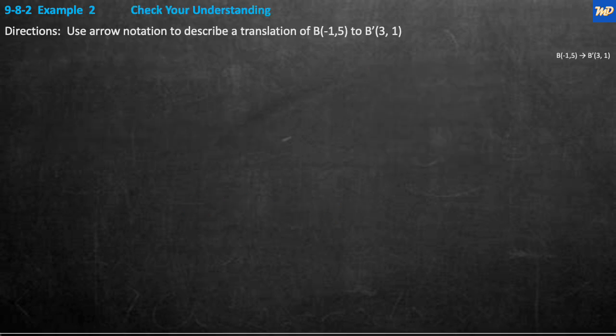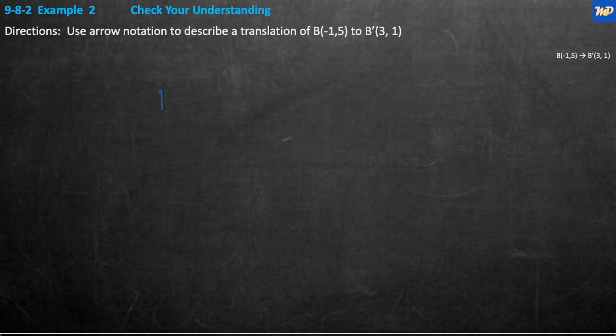Okay, example 2, check your understanding. Directions. Use arrow notation to describe a translation of B -1, 5 to B prime -3, 1. And you're just going to use the arrow notation. That's all they're asking for. So what is it? Well, it's going to be pretty easy, I think, isn't it?